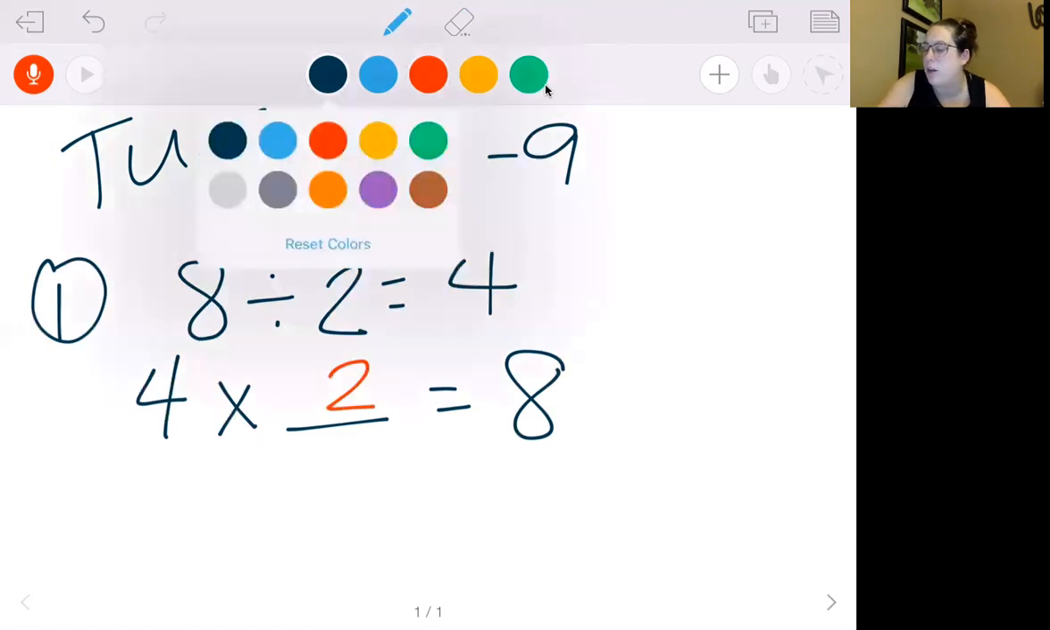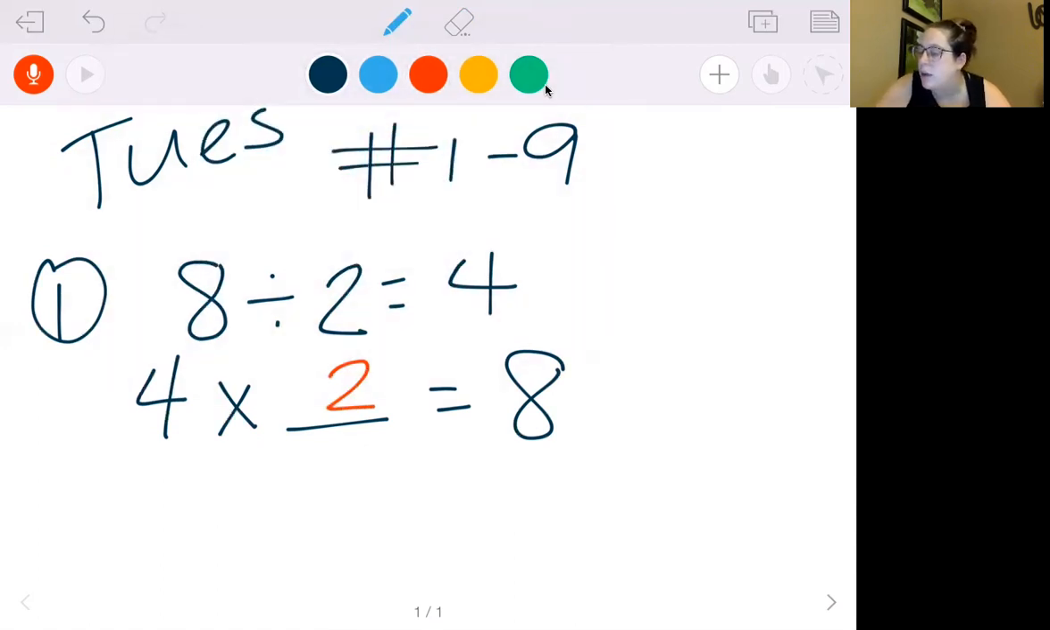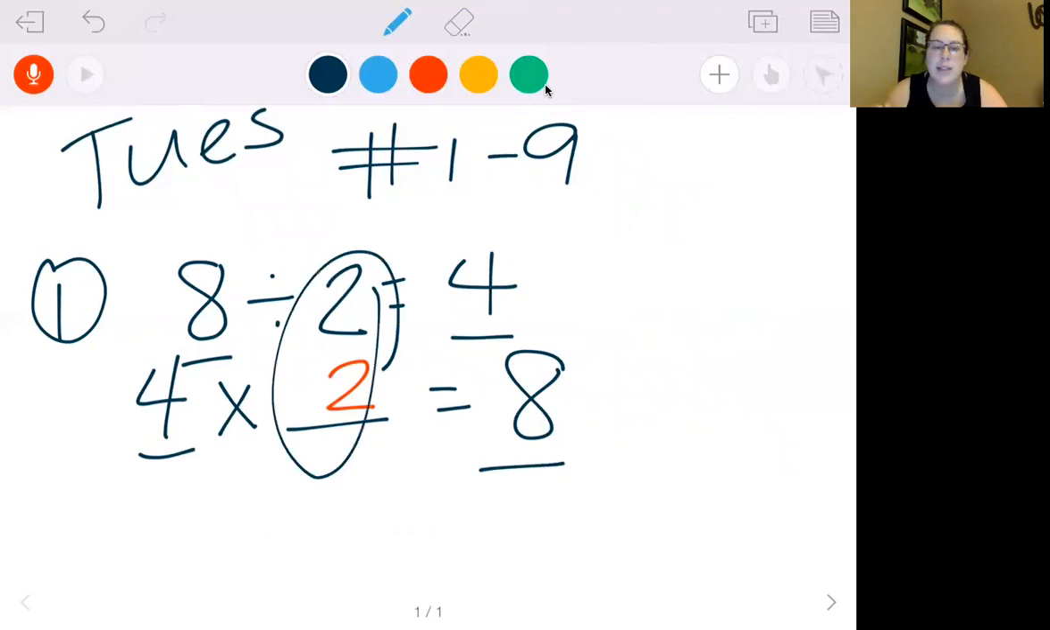But if you didn't know that 4 times 2 is 8, you would look and see, okay, I have 4 here, 8 here, 8 here. 2 is the number that has to go in the missing blank. They're all going to have the same numbers. It's just going to be a different order.